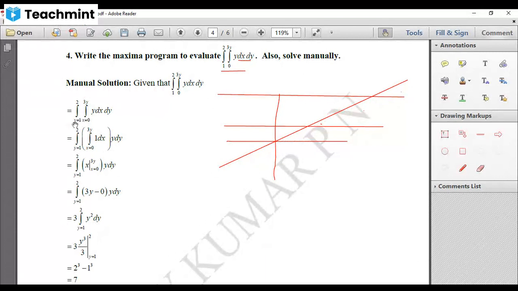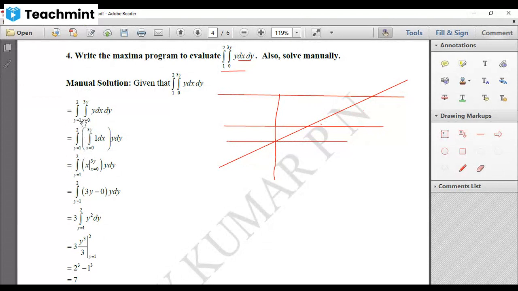If this is x, then obviously the other one is y. So first, because the limit contains the variable terms, first you have to integrate. You cannot write them explicitly as two separate integrals, the integral with respect to y and x. First you have to integrate with respect to one variable.